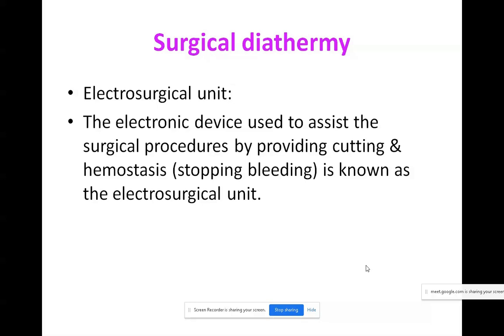That means here you will be using this diathermy process for stopping the bleeding as well as cutting the tissue. So, the electrosurgical unit is the electronic device which assists the surgical procedure by providing cutting and hemostasis, which stops the bleeding of blood. Okay, that is said to be the electrosurgical unit.